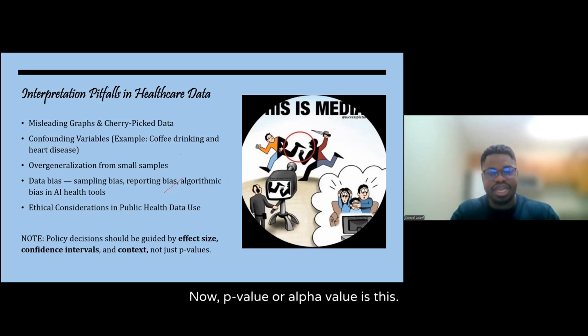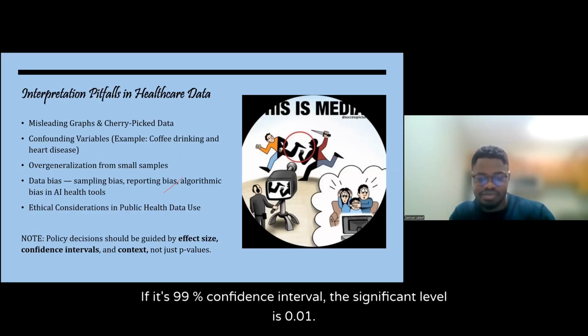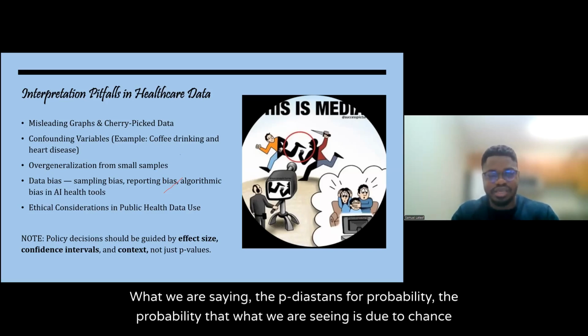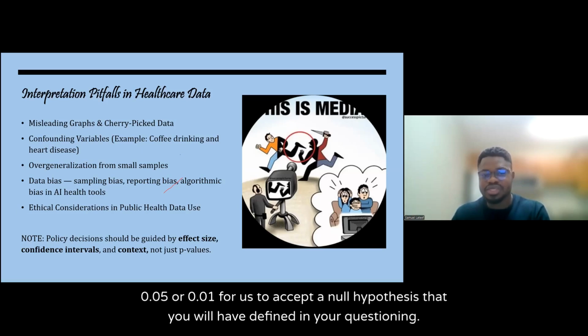Now, p-value or alpha value, we also call it a significance level. So if it's a 95% confidence interval, the p-value is 0.05, 5% to make it 100%. If it's a 99% confidence interval, the significance level is 0.01. What we are saying is, the P there stands for probability. The probability that what we are seeing is due to chance has to be less than 0.05 or 0.01 for us to accept a null hypothesis that you will have defined in your questioning.